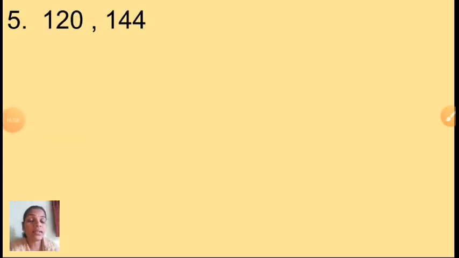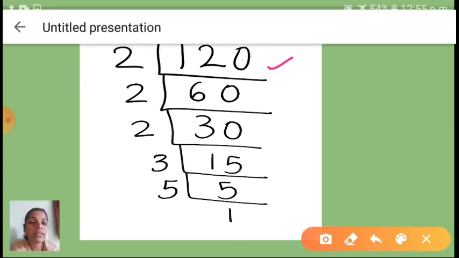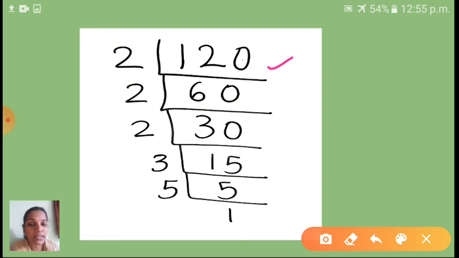So, children, see here. The fifth sum is 120 and 144, we have to find the HCF. Okay, are you ready? Here, we will use the prime factorization method. Okay. See here, we have to find the prime factors of 120. I have already solved it here. You have to write 120 like this. 120 is what? It is an even number. So I have taken 2.